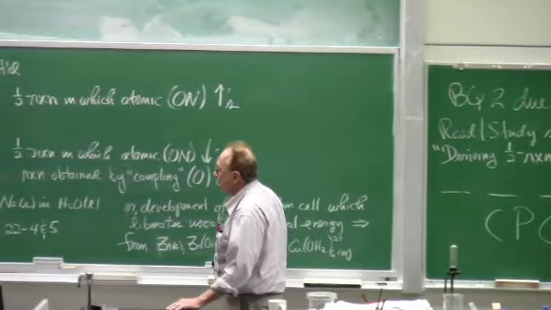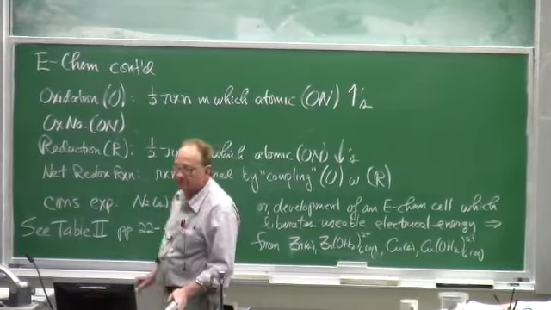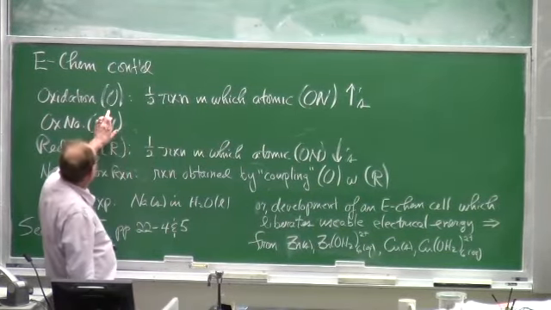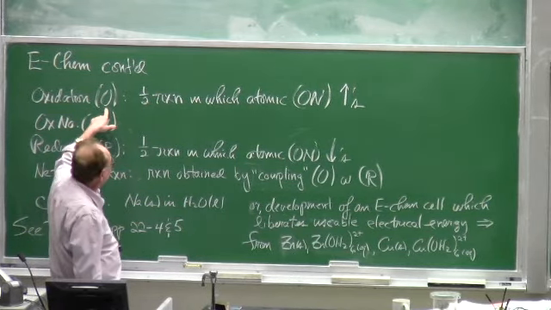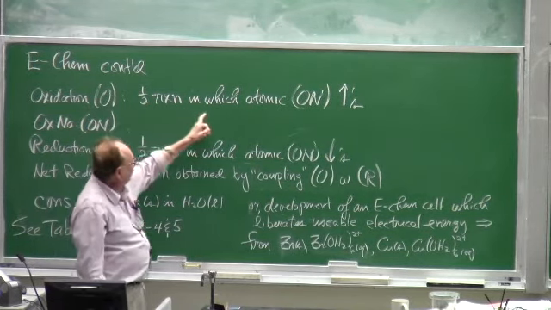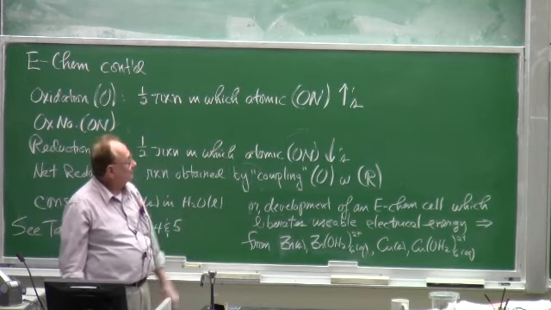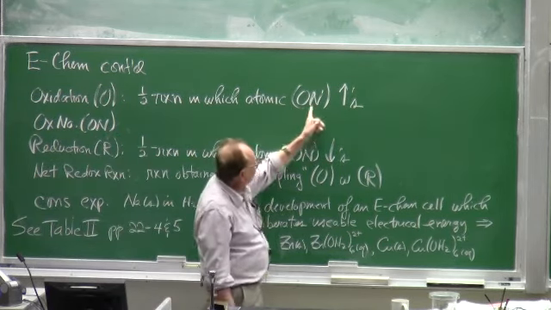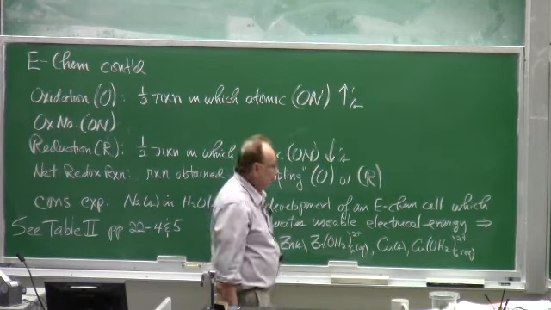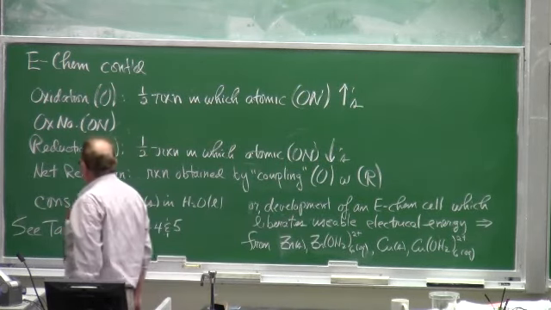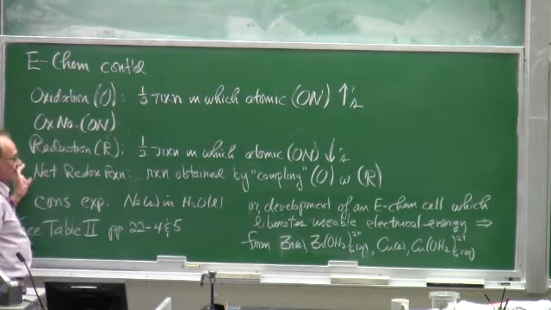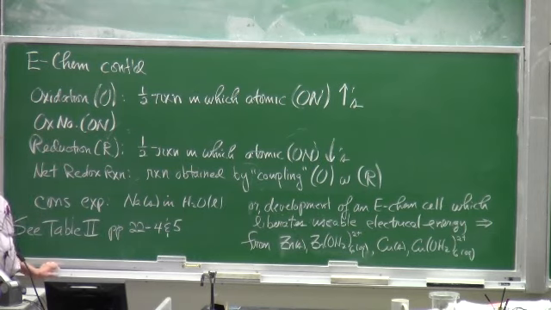Functional definitions: oxidation, abbreviated with a capital O and parentheses, is a half reaction in which atomic oxidation number increases. ON for oxidation number, and an arrow up, increase. Reduction is a half reaction in which atomic oxidation number decreases.